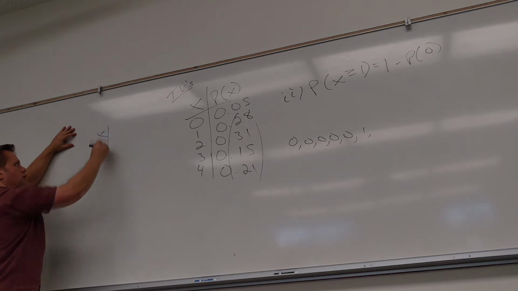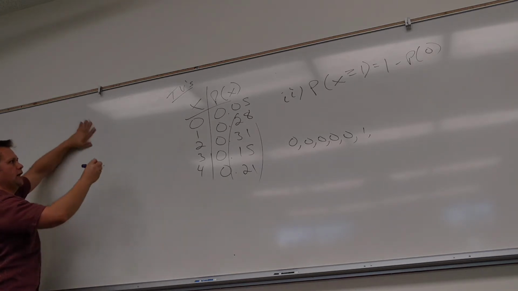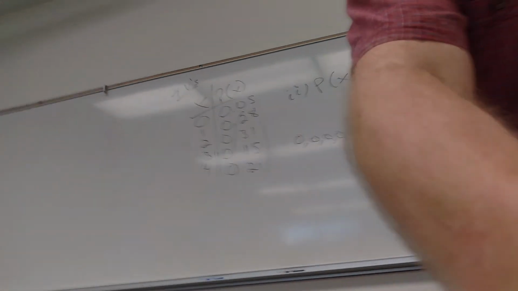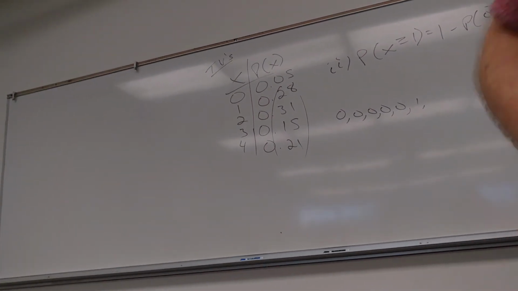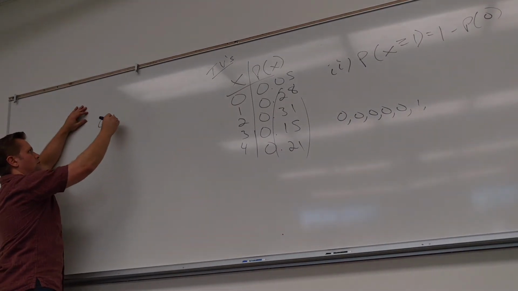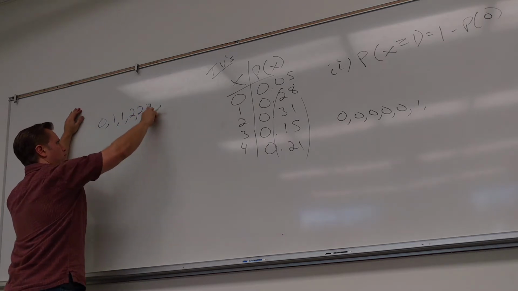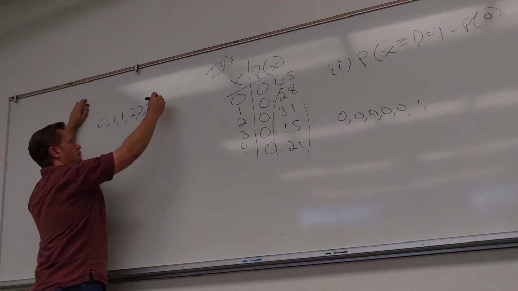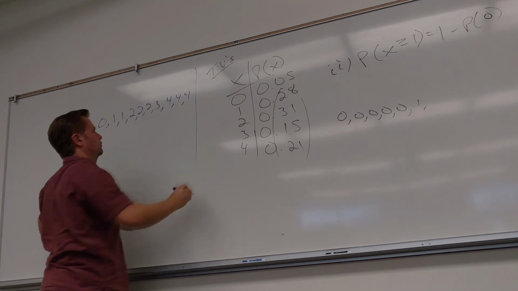So let me make an easier one to look at here. Let's say I had this kind of data here. Let's say I had 0, 1, 1, 2, 2, 2, 3, 4, 4, 4.